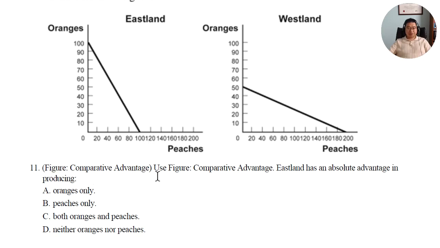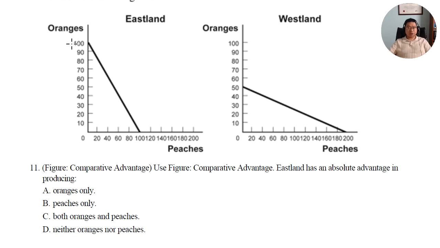Question 11. Using the figure, comparative advantage. Now we are asked about Eastland. This one, okay, has an absolute advantage in producing what? Now, which one has absolute advantage? Absolute advantage means that this country can produce more of one good if it puts all of its resources into the production of that good compared to another country, right?